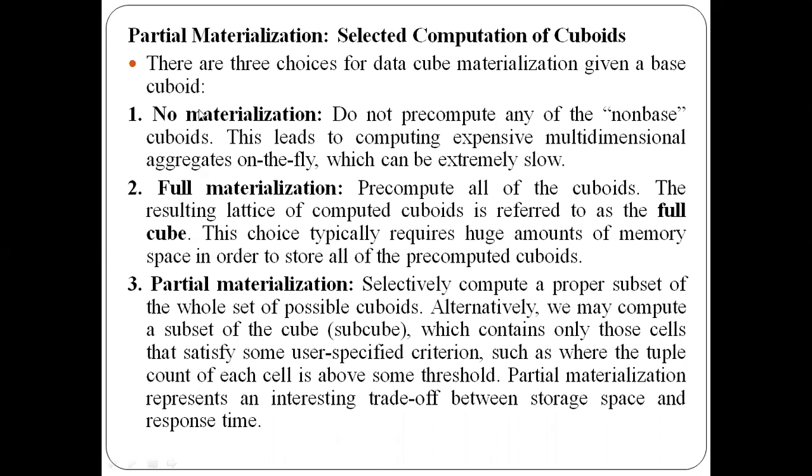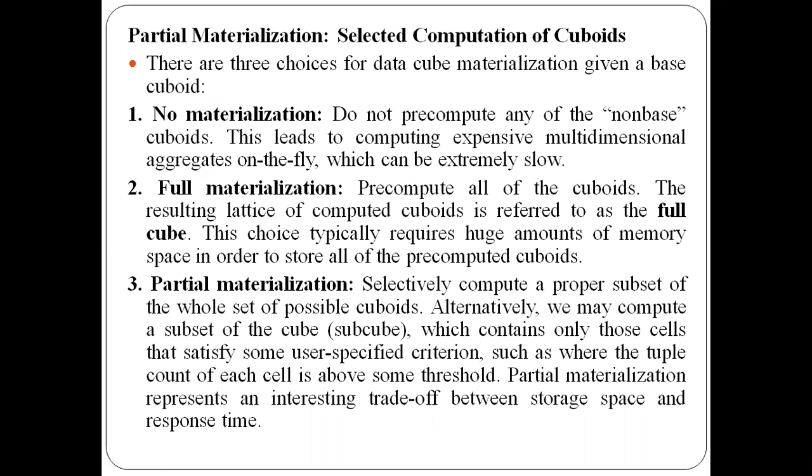So in no materialization, none of the cuboids will be pre-computed in advance. Only if required by the user will they be computed. In full materialization, all of the cuboids, whether required by the user or not, will be computed in advance and ultimately stored. The disadvantage is that it is going to consume a large amount of storage space. And the third one is partial materialization. In partial materialization, only a subset of cuboids will be computed.